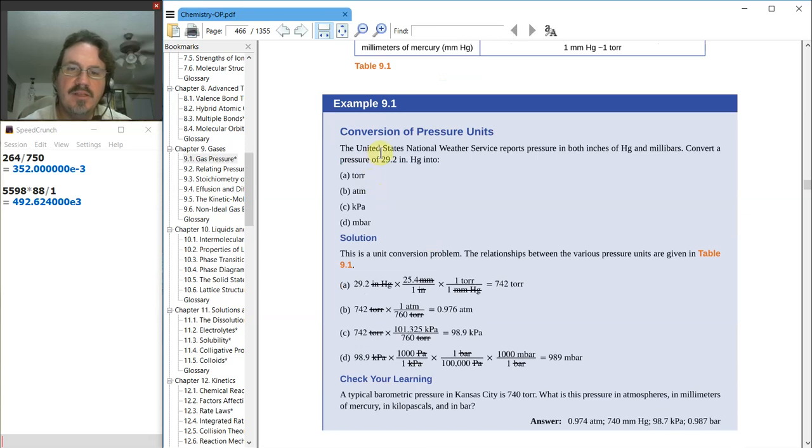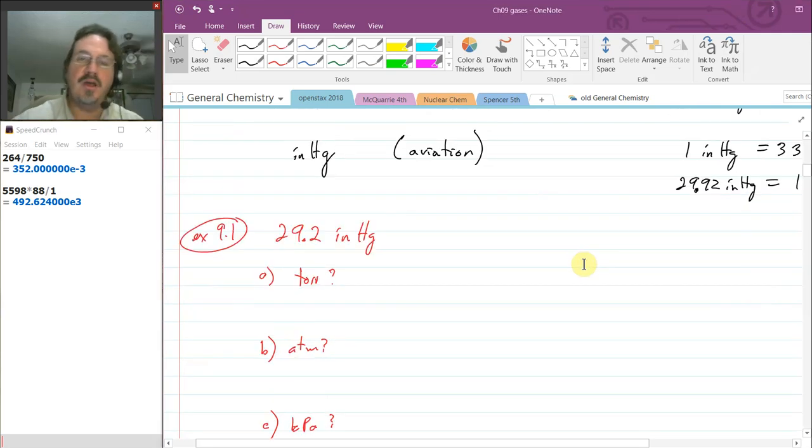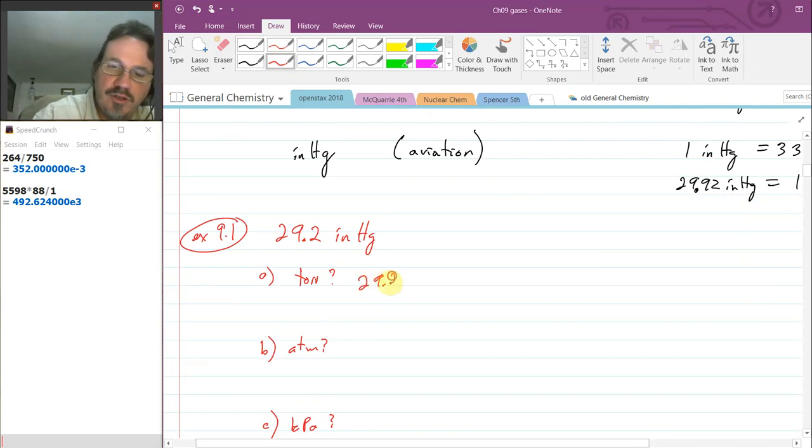It says the United States National Weather Service reports pressure in both inches of mercury and in millibars. Convert the pressure of 29.2 inches of mercury into these various units. All right, so unit conversion, just like we've done in other chapters, except now we've got units of pressure. So first of all, into torr. What is that? Well, we're starting with 29.2 inches of mercury.